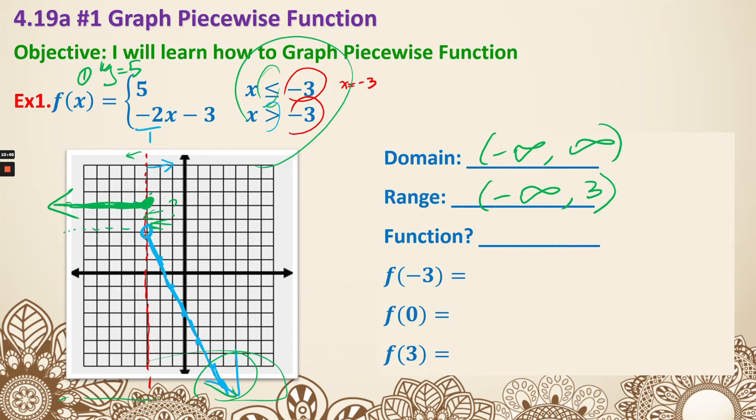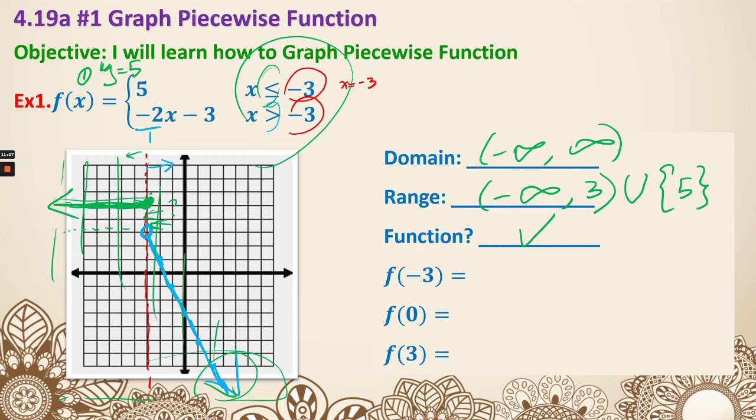So I have to put a stop at 3. But then I can't just leave that line right here, 5, alone. I still need to include it, but since it's only one number, I'm putting it inside curly braces. That is the range. Function, well, if you draw a bunch of vertical lines, clearly I'm hitting points, so yes, it is a function.